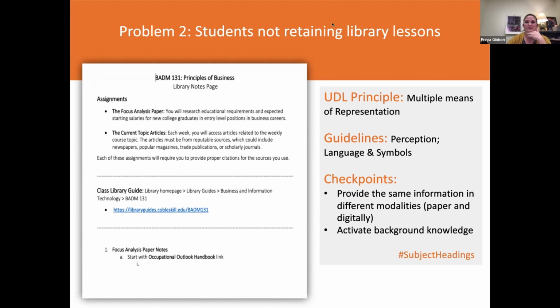I see I've got some things in the chat. It sounds like lots of people are concerned with that retention of information. So yeah, definitely. And, you know, I guess one thing with UDL is that no one way is going to solve it, but you keep chipping away and thinking about, is there one other way I could do this and see if it works a little better for people.